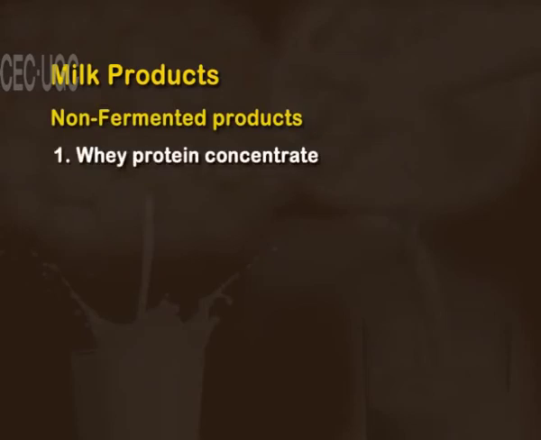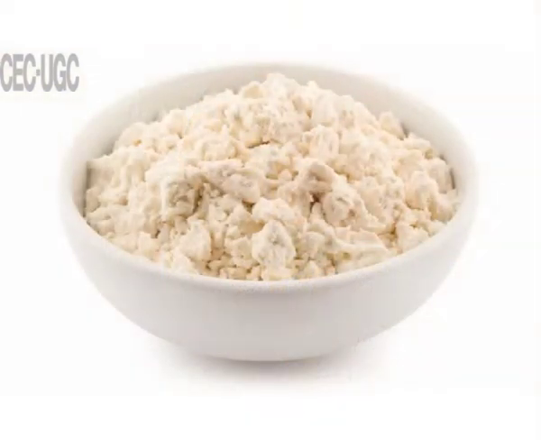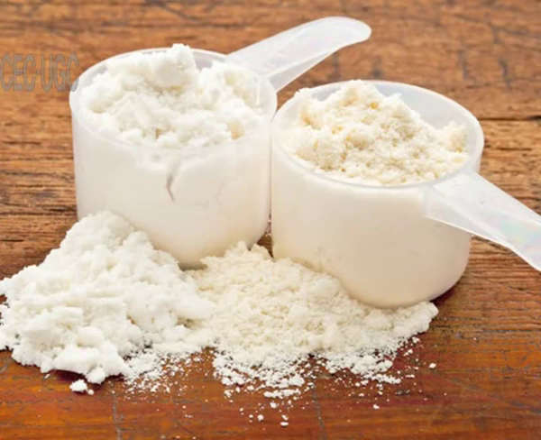Now we divide the milk products into basically two categories: the non-fermented milk products and fermented milk products. Now I am going to start with the non-fermented milk products. The first is the whey protein concentrate, which gets separated from milk through a process of ultrafiltration, and this whey protein concentrate has very high biological value and protein efficiency ratio. So it is separated from the milk in concentrations of 20 to 80%, and it is used for adding to various products to increase their biological value and also the protein value.